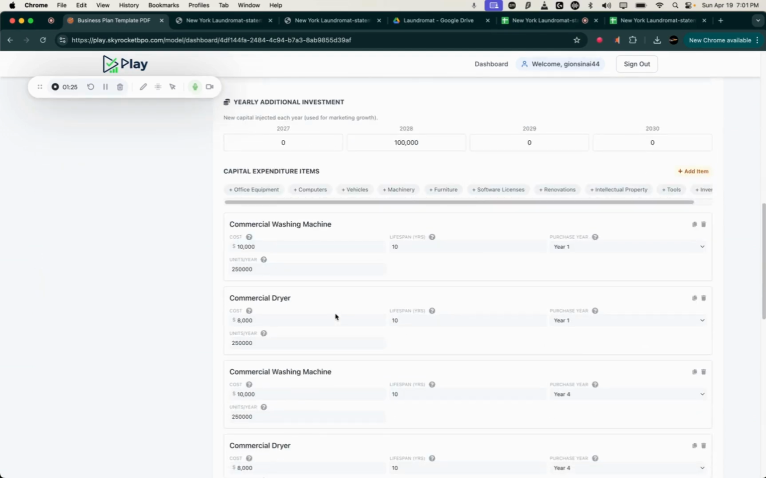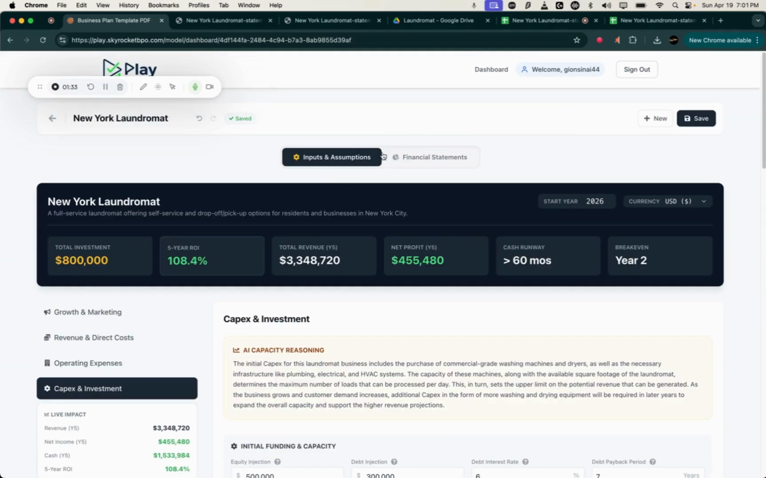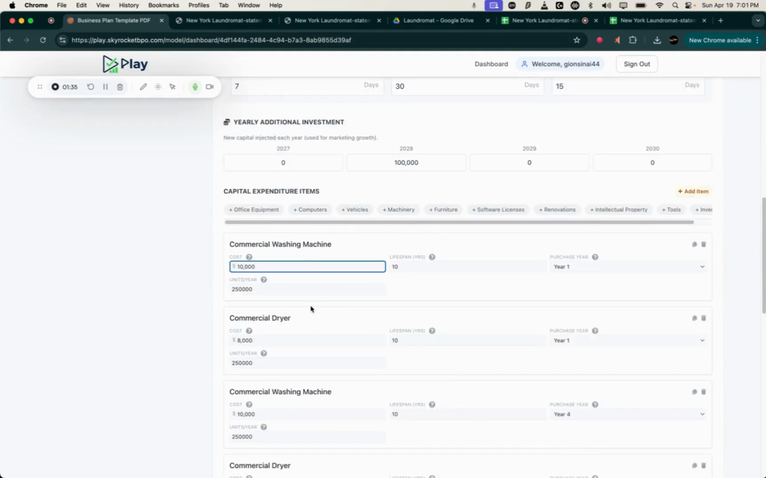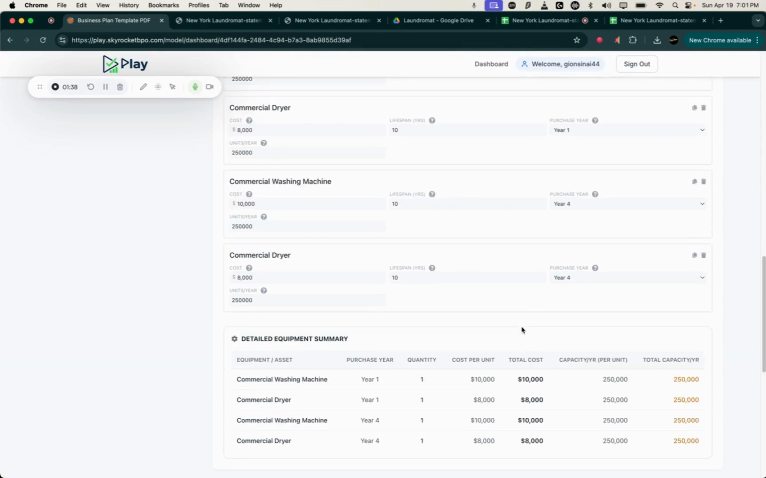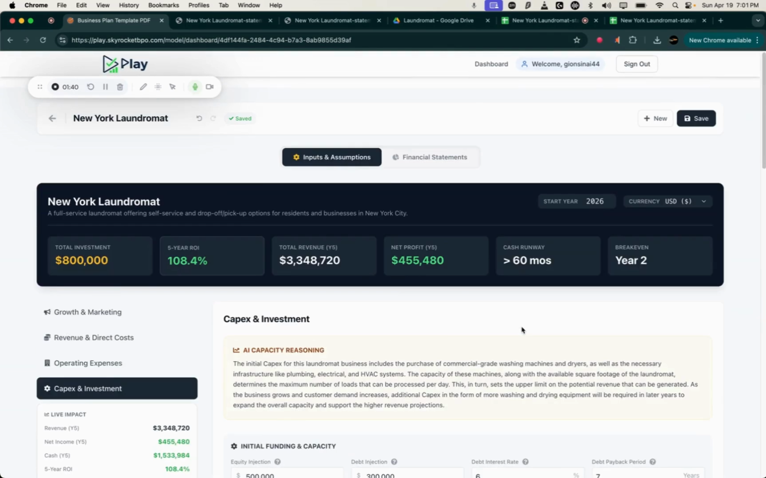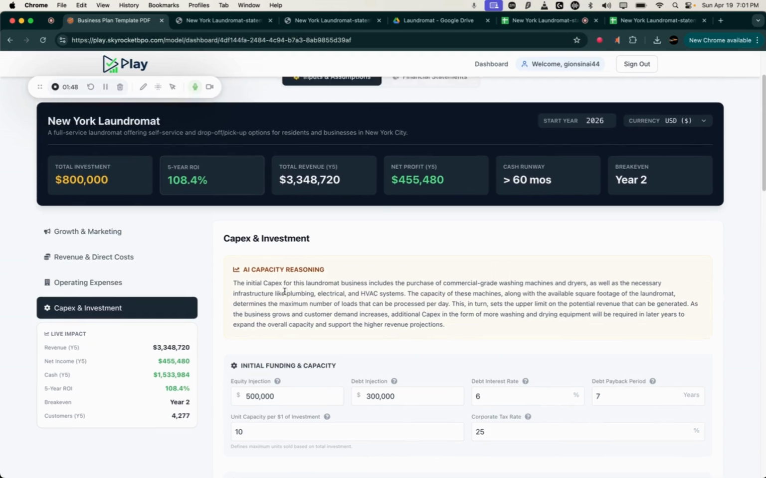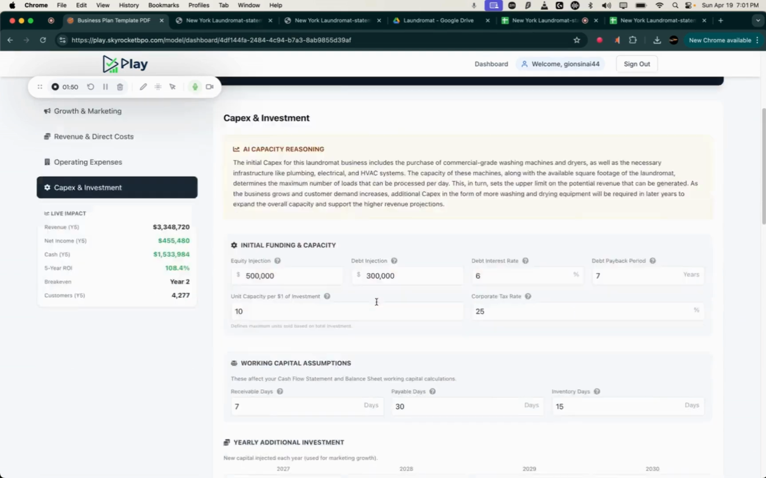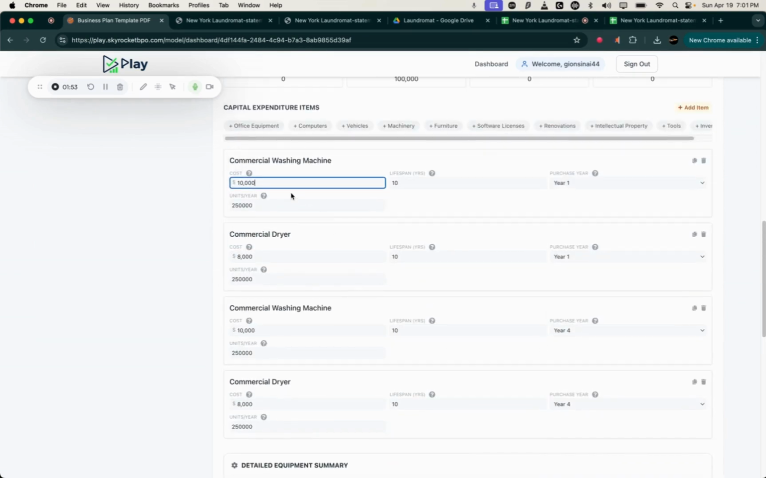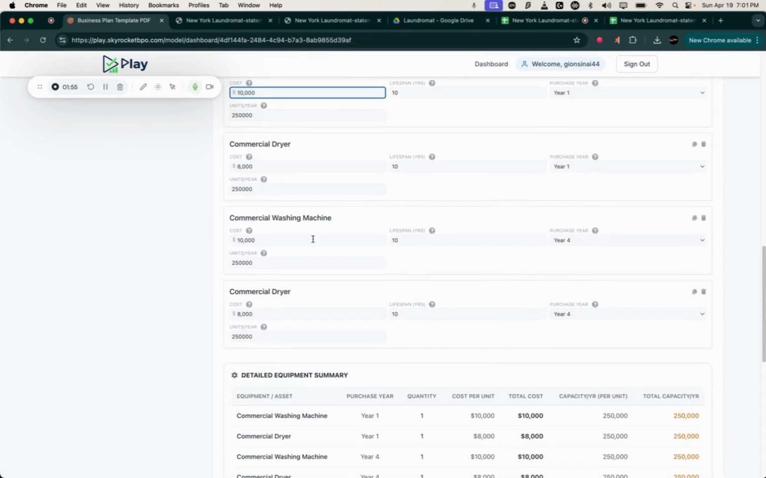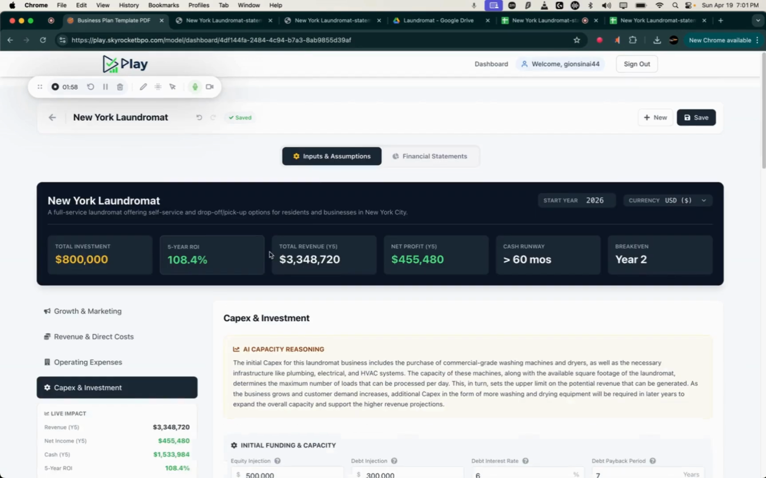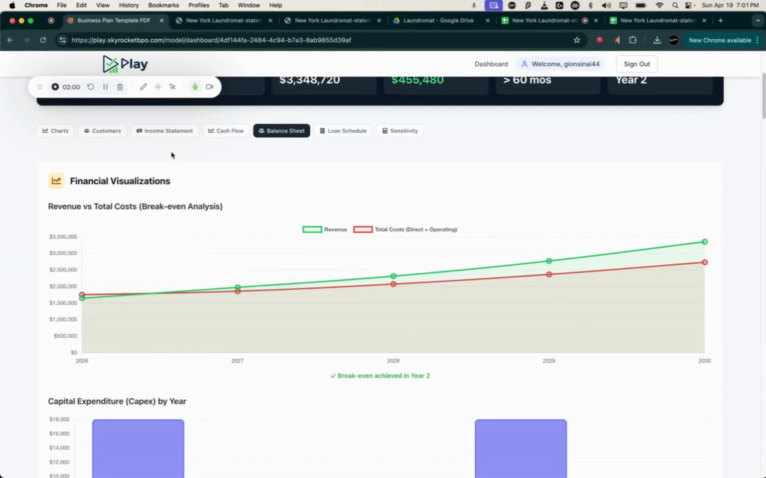So if you are starting a laundromat, then how many machines you need to buy, what's going to be the lifespan of those machines, because depending on that lifespan we have to calculate the depreciation. Then what's going to be the cost of those machines, when you are going to buy those machines. For example, in here, as you can see, the AI is able to analyze that based on the current projection of revenue, you would need these machines. For example, the first machine is going to be bought in year one, then some additional machines are going to be bought in year four when your revenue increases significantly.